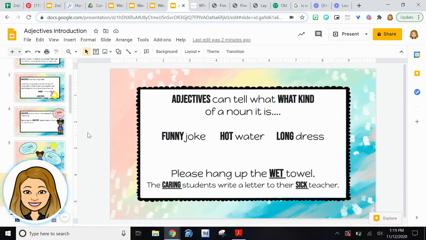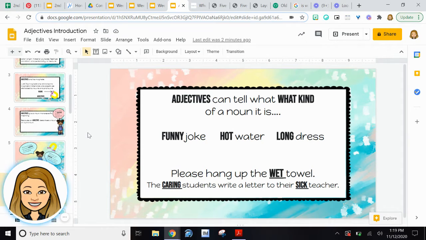Adjectives can tell what kind of a noun it is. Like, our noun could be joke, but our adjective would be funny, and that describes the joke. It was a funny joke. Or our noun could be water, and our adjective used to describe the water is hot, so we know that that is hot water. It also could be a long dress, and long would be the adjective because it's describing the dress.